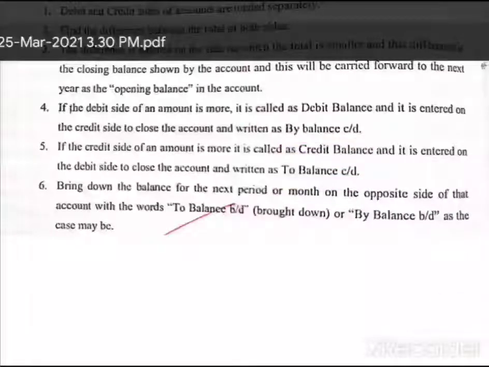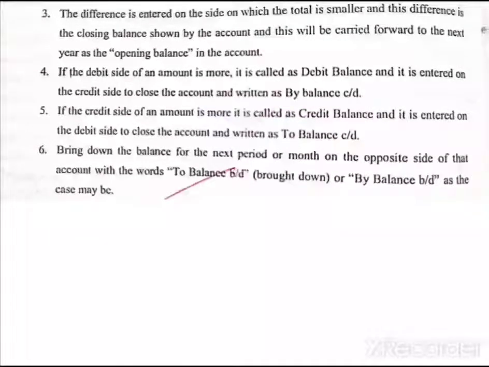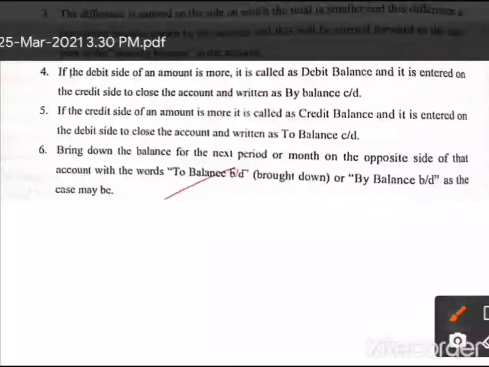And the next point is to bring down the balance for the next period. As we know, there is a difference between the debit balance and the credit balance. All the ledgers will be prepared for a particular month or for a particular period. So now we have to carry this forward to the next month or next period.